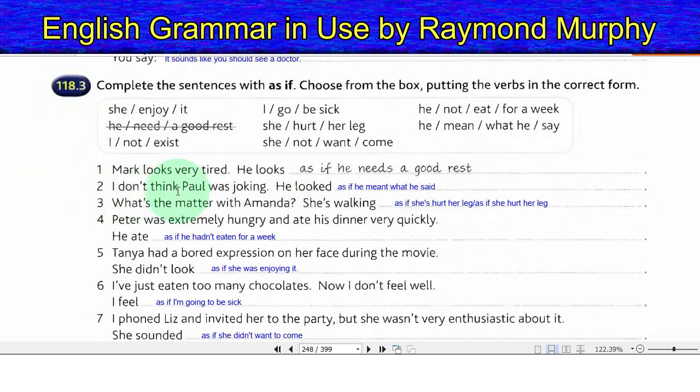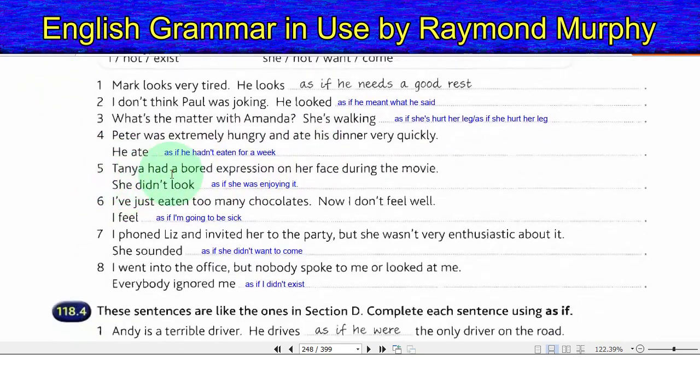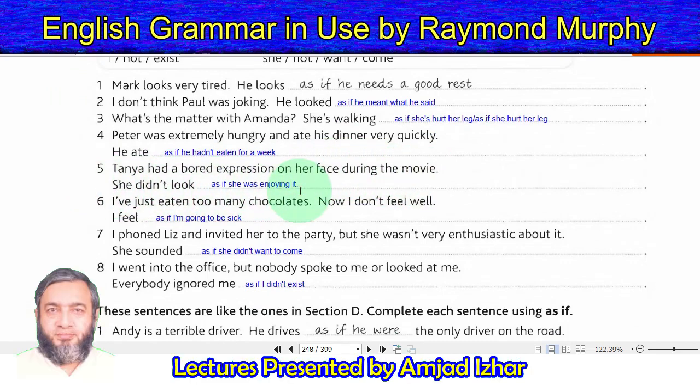2. I do not think Paul was joking. He looked as if he meant what he said. 3. What is the matter with Amanda? She is walking as if she has hurt her leg, as if she hurt her leg. 4. Peter was extremely hungry and ate his dinner very quickly. He ate as if he had not eaten for a week. 5. Tanya had a bored expression on her face during the movie. She did not look as if she was enjoying it.